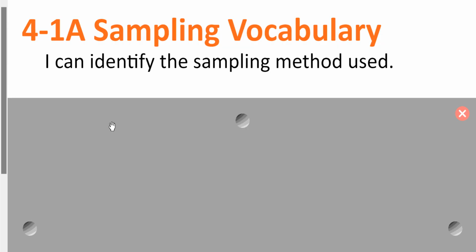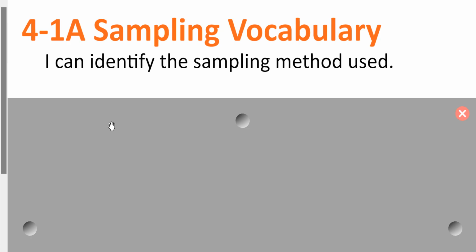Welcome to Chapter 4. Chapter 4 is going to be kind of the opposite of math. We're going to be doing a lot of not numbers related things. We're going to be talking about how we collect data, so dealing with samples, dealing with experiments, and dealing with the things that go wrong with those things. We're going to start with section 4.1a today, just talking a lot of sampling vocabulary.